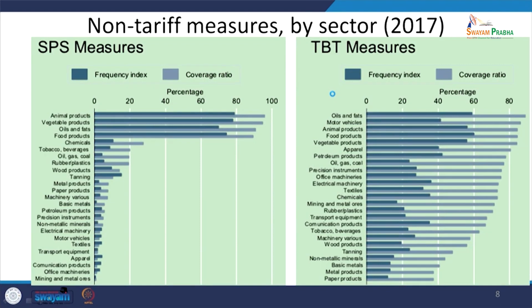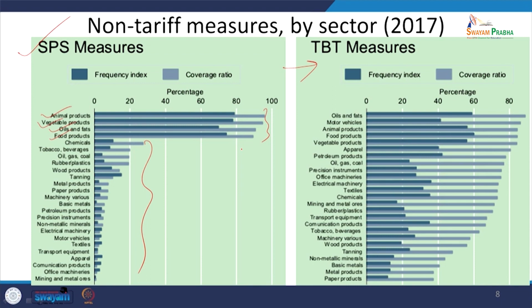Now, understanding by sector and in detail SPS, here we are mentioning SPS as compared to TBTs. The sectors which attract the highest SPS measures are animal products, vegetable products, oils and fats, and food and food products. The rest of the products, as we already mentioned, attract a much smaller component, and these are largely agriculture products, at about 90% to 100% percentage points, largely emphasized by the developing countries.